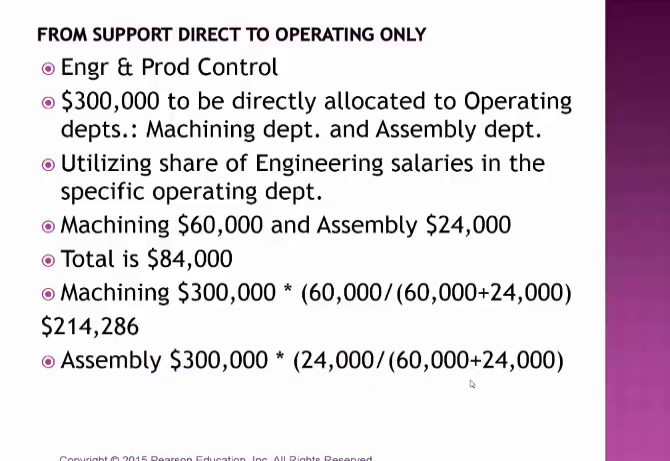Here it is all spelled out though. Assembly has 24,000 of the 84,000 in salaries. Multiply whatever that percentage is times 300,000 and you will get 85,714. Again, this is the direct method.